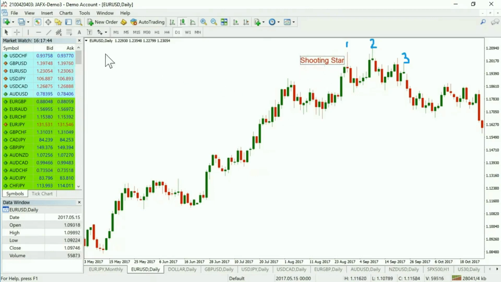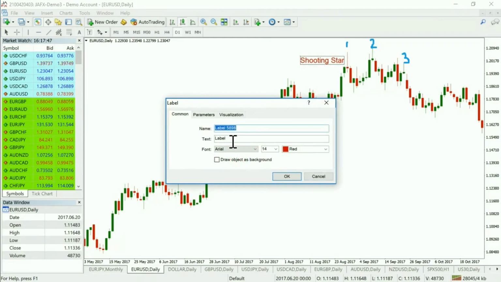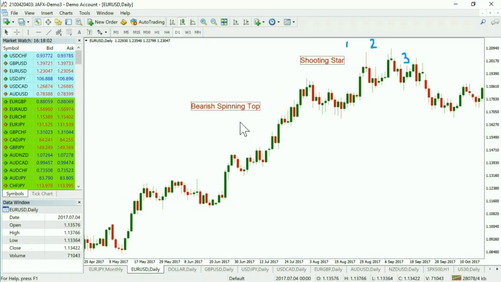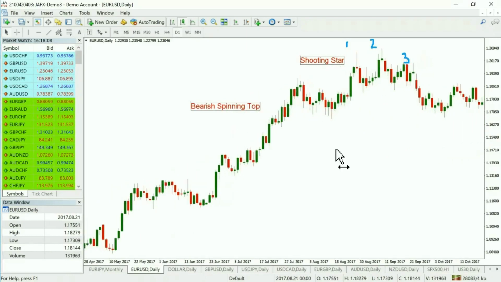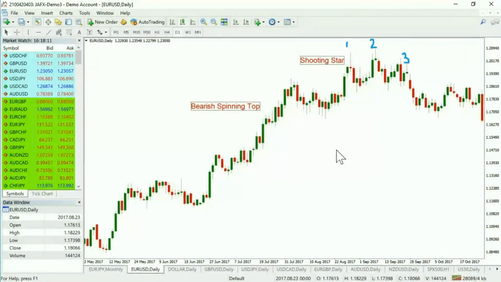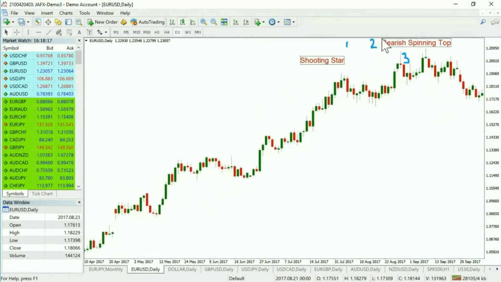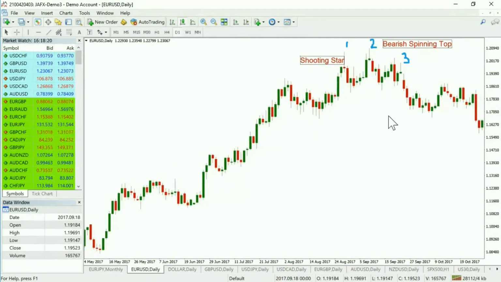We'll have a look at candlestick number 2. So we'll put another label onto that. This is a bearish spinning top. So you can see that in there now. What we can do is slide this. Sorry, I just moved the chart ever so slightly. There we go. So that can be candlestick number 2. And we can look at candlestick number 3 there, and place that in there.